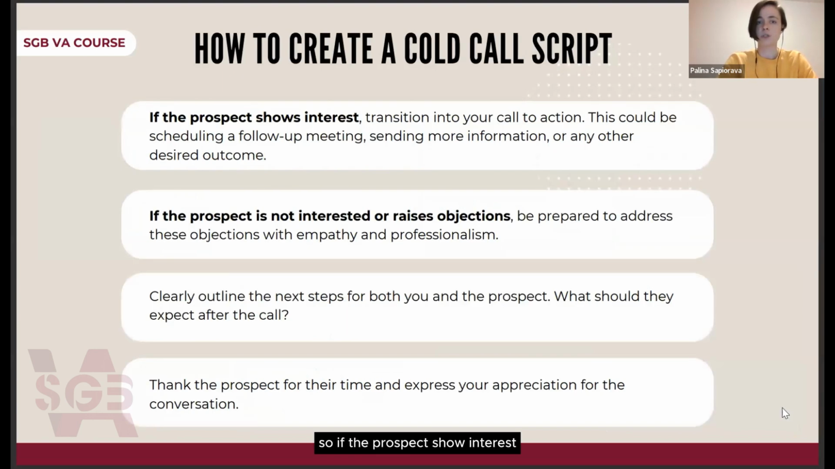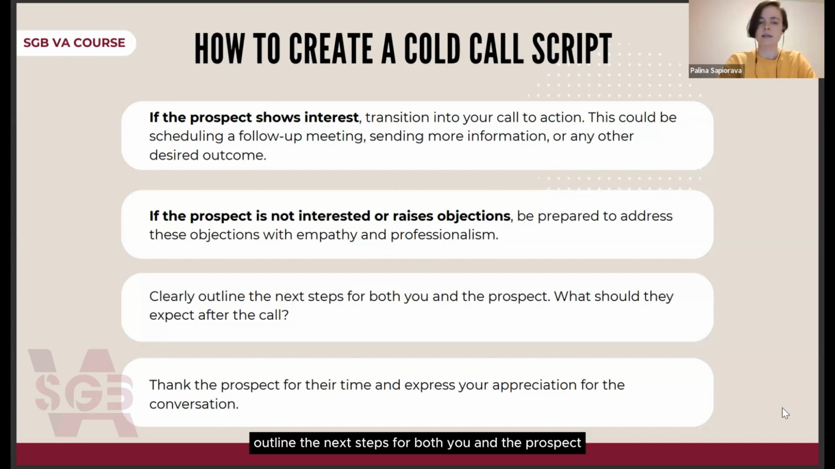So if the prospect shows interest, transition into your call to action. For example, you can schedule a follow-up call or a meeting. You can send more information if they would like to provide you with some contact information or any other desired outcome. If the prospect is not interested or raises objections, prepare yourself to address these objections. Of course, with empathy, because you shouldn't push too much, but you also should be professional.